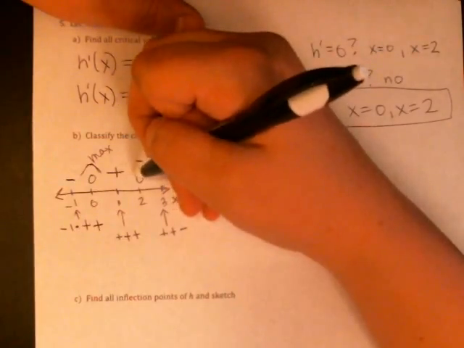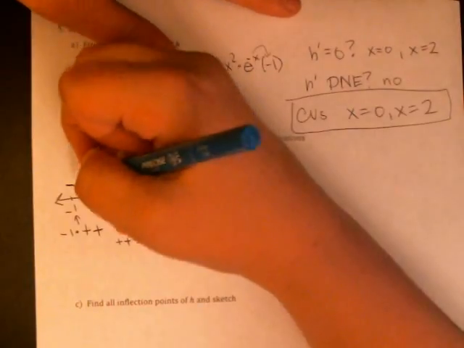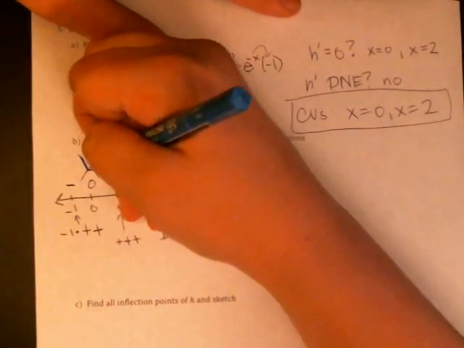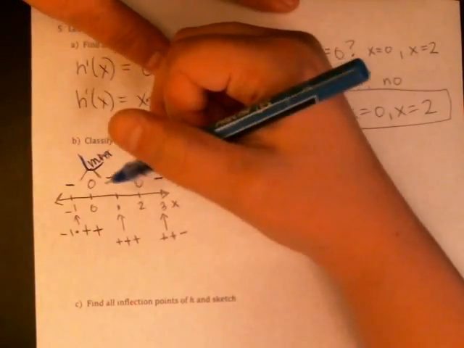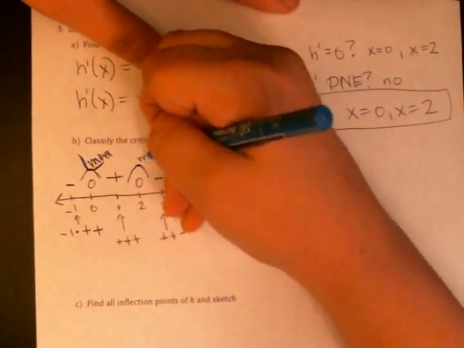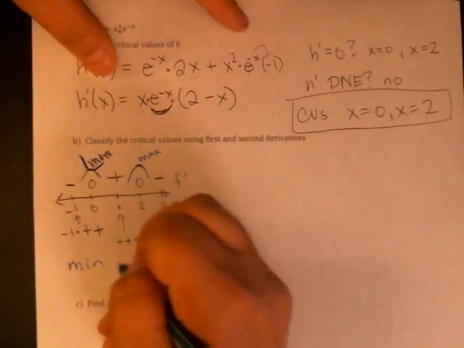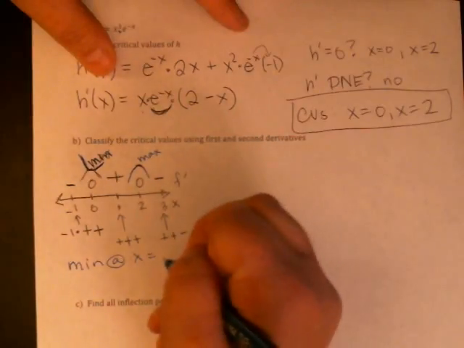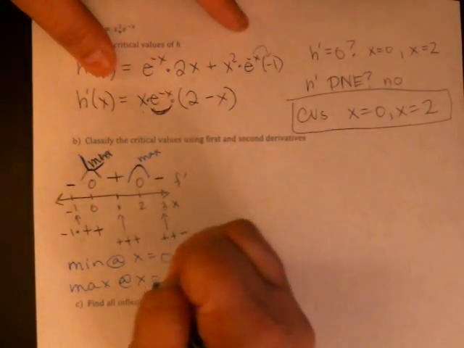At 2, hold on, somebody's backwards. The function decreases and then increases, so that's a minimum. Try again. At 2, the function increases and then decreases, so that's a maximum. So we have a min at x equals 0 and a max at x equals 2.